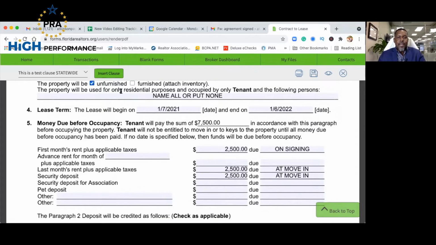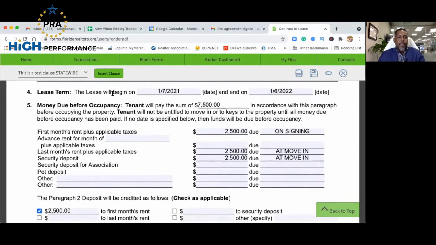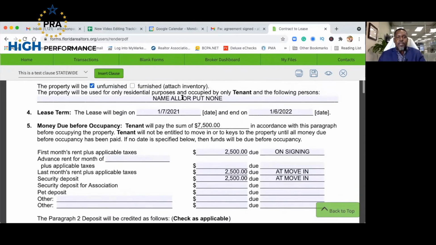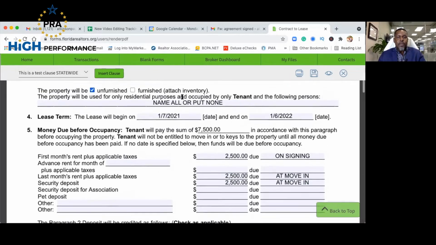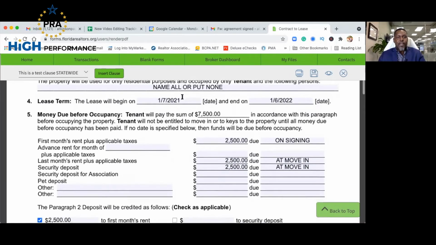Then the tenant will occupy the property as residential with the following people. If there's more people there, write their names here. They want to know who else will occupy the property. Then if anyone is over 18 years of age and older, they typically would want that person to get screened as well, so be advised.